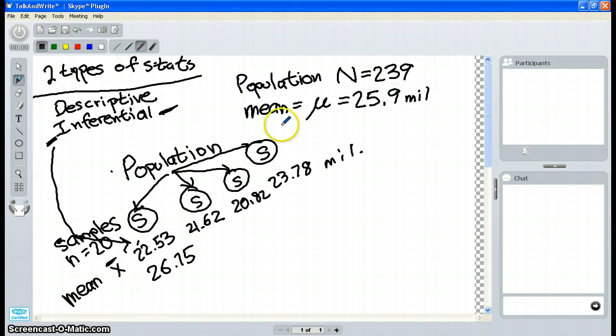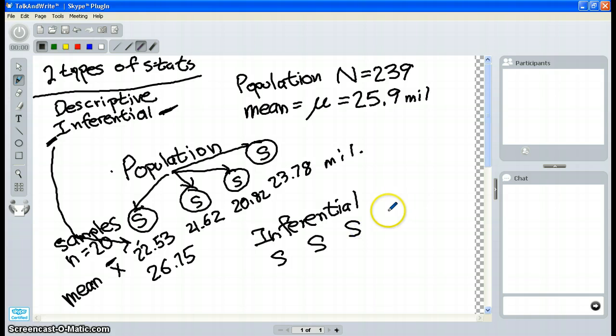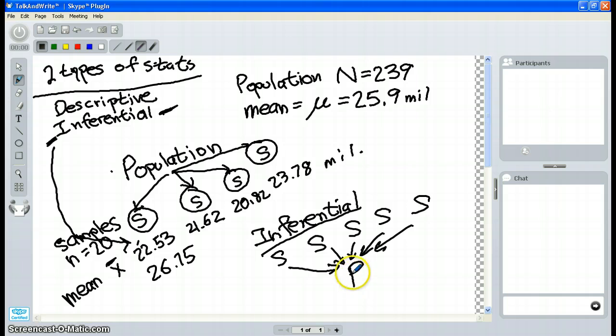So you'll find out how to do that in chapters 8 and 9. I won't get into how it's done here. Inferential statistics is drawing, well, you're not going to draw 5 samples, you're only going to draw 1 sample. But the point is, you're going to take sample information. Notice the arrows are going in the other direction. You're going to take sample information and make inferences about the population mean. Not just the mean, of course. We could do other statistics as well.